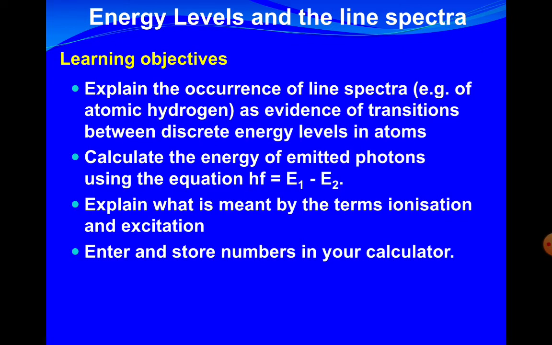So, we explain the occurrence of a line spectra of, for example, atomic hydrogen as evidence of transitions of energy levels in atoms, and this transition of energy level is discrete. We will also discuss the energy that is emitted by the photons using the equation hf = E1 − E2, and a little bit about the terms ionization and excitation.